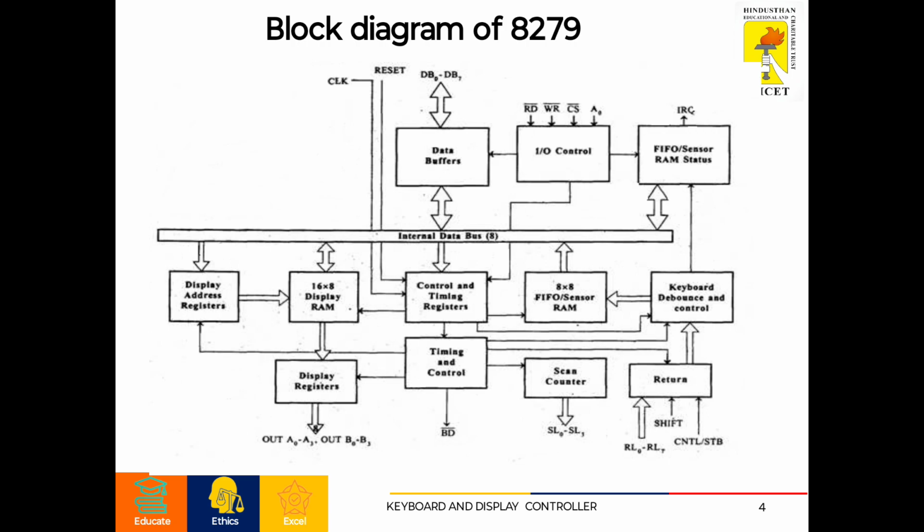Here, the display can be blanked by the BD line. One line is used, BD, and that BD line is used to blank the display. The display section consists of a 16x8 display RAM. Here, the CPU can read from or write into any location of the display RAM.